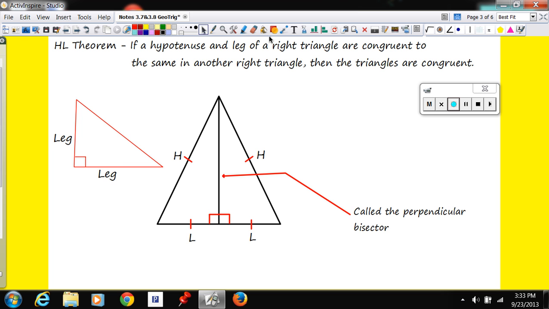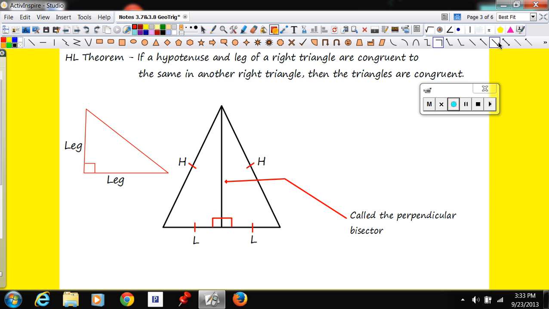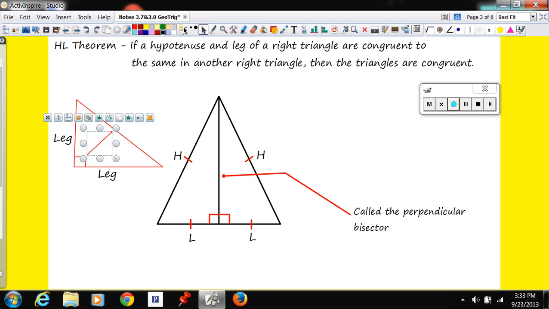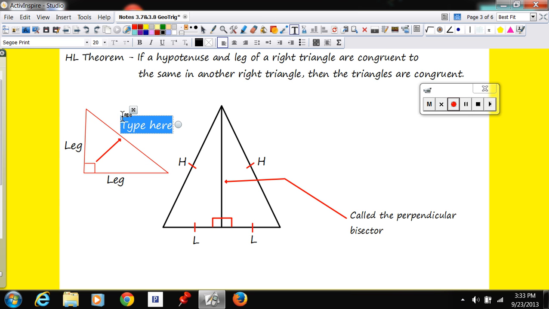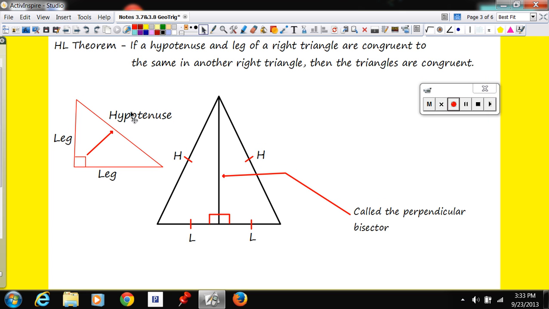Okay, across from the right angle, so in every single right triangle you find the right angle and you look across from it. And when you look across from it, you'll see the hypotenuse. So that's always where the hypotenuse will be. It's always going to be across from the right angle. So when I look at this right angle here, the hypotenuse is across and the leg is touching it. Hypotenuse and leg congruent to a different hypotenuse and leg.